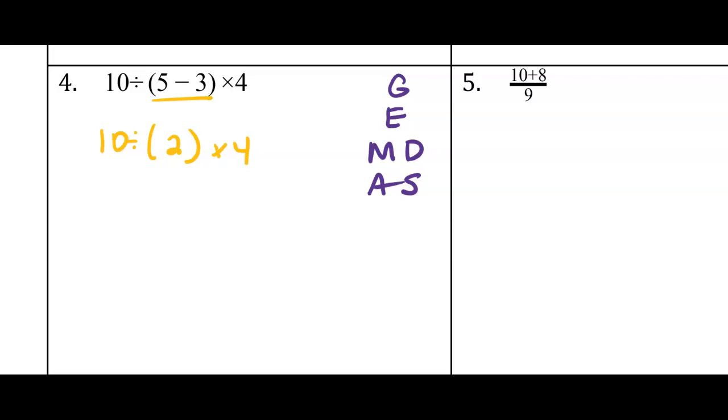Then I'm going to say, do I have any more grouping symbols? I do not. This now has become just a parentheses. In fact, I can even just take that parentheses out and just have 2 times 4 because I took care of the grouping symbols. So I can cross it off. Do I have any exponents? I do not.